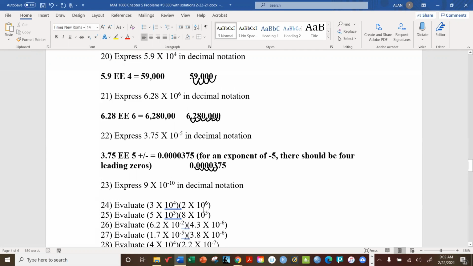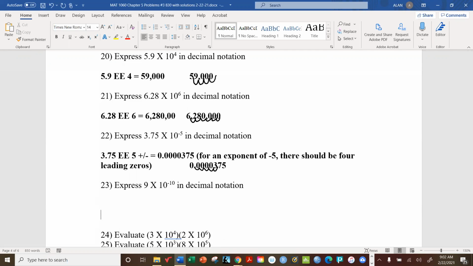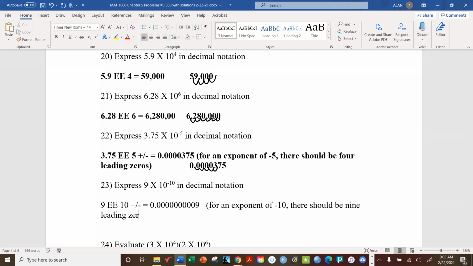All right, how about this last one? 9, just 9, EE 10 negative equals. So this one's going to be a tiny little number. Look at that, 9 leading zeros. 1, 2, 3, 4, 5, 6, 7, 8, 9. So for an exponent of negative 10, there should be 9 leading zeros. Okay, and so that will take care of that one.